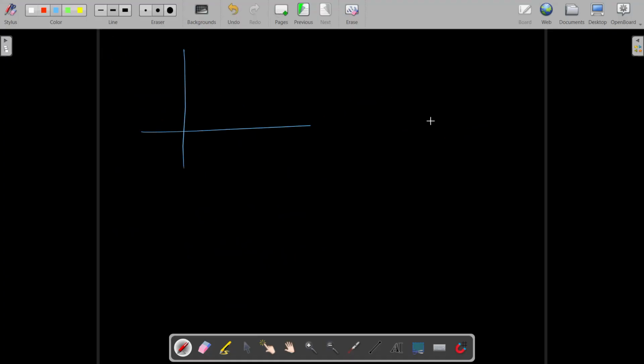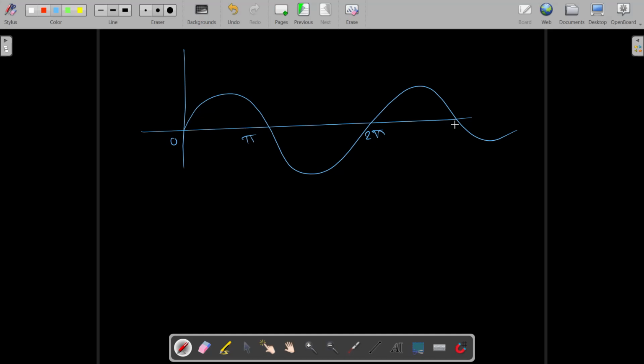Let us consider the standard signal. This is the standard signal we have, right? This is 0, this is pi, this is 2 pi, and this is going to be 3 pi and so on. Let us say this is Vm and this is minus Vm. So this is y of t.